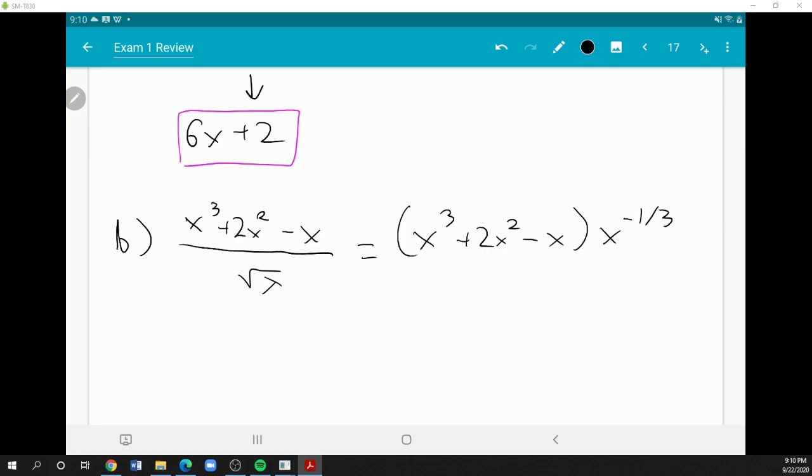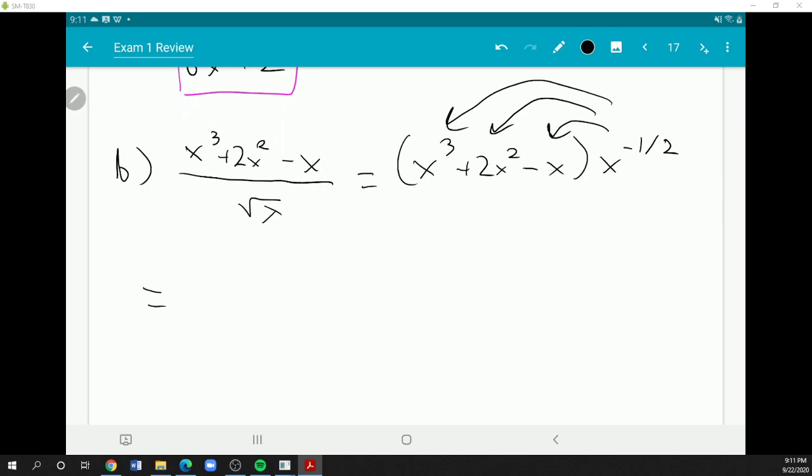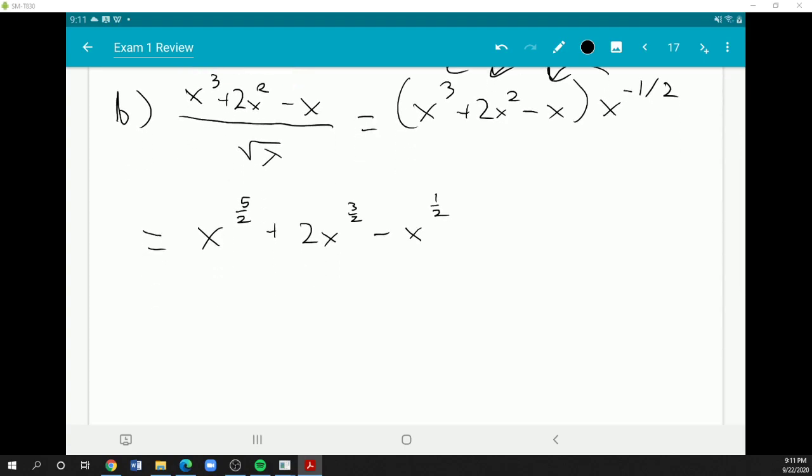The way is to rewrite that 1 over square root of x as an x to the minus 1/2. Now I go ahead and distribute. I'm not taking a derivative yet, I'm just making this function easier to take a derivative of. So I get x to the 5/2 plus 2x to the 3/2 minus x to the 1/2. Again, that's from the way the powers work. This would be a good algebra review if you're confused by that.